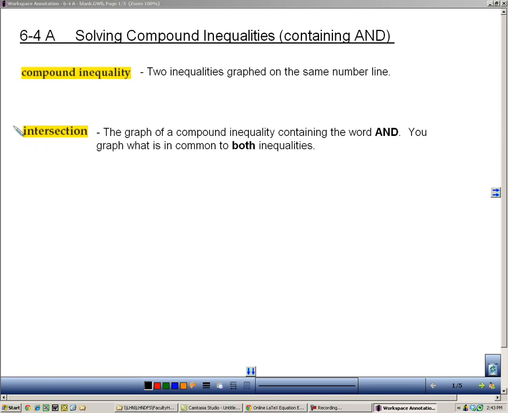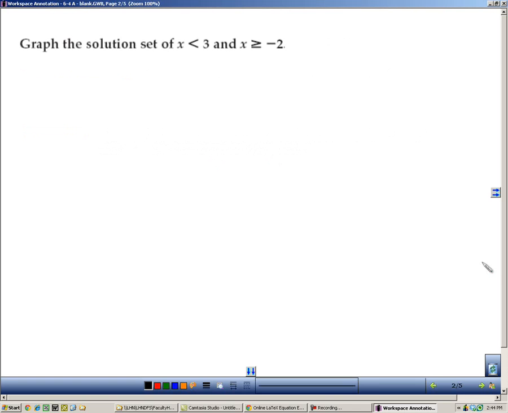Now, a key word in this section is intersection, and that's the graph of a compound inequality that contains the word and. We call that the intersection. And when you graph that, you take what is in common to both inequalities. Now, all this will make a little more sense when I do an example.